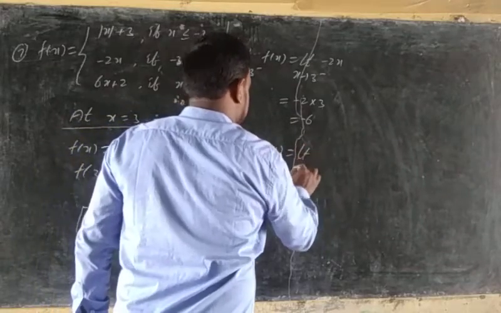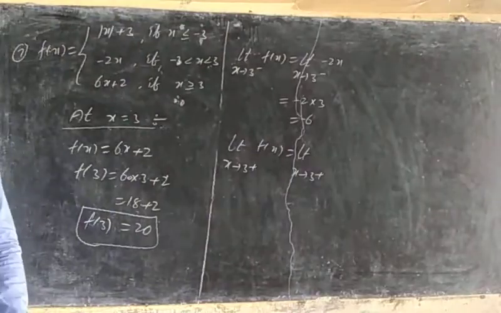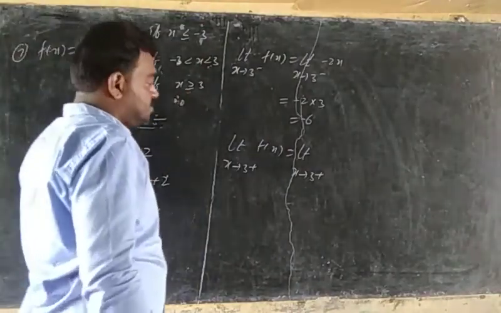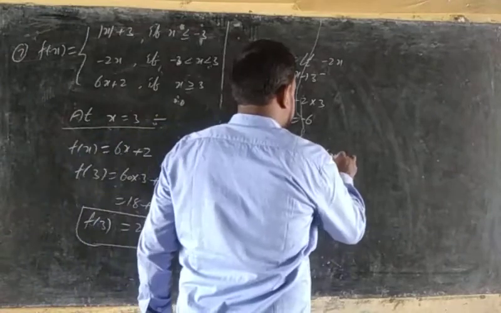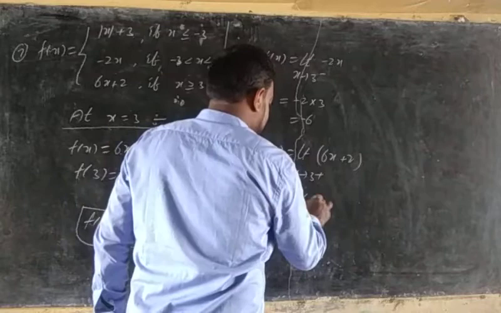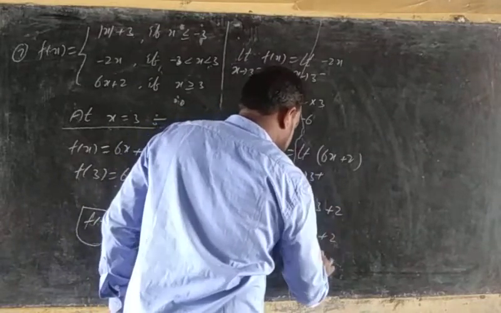So limit x tends to 3 plus. 3 plus means x is greater than 3. When x is greater than 3, f of x is 6x plus 2. So substitute x is equal to 3 now. 6 into 3 plus 2, 18 plus 2. This is 20.